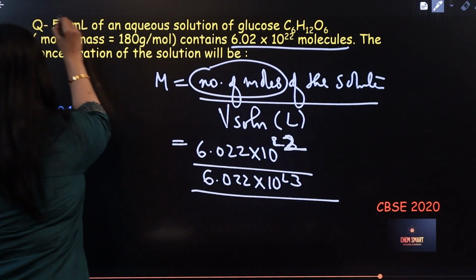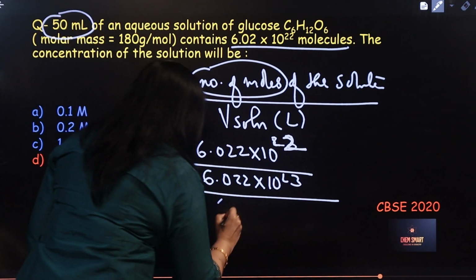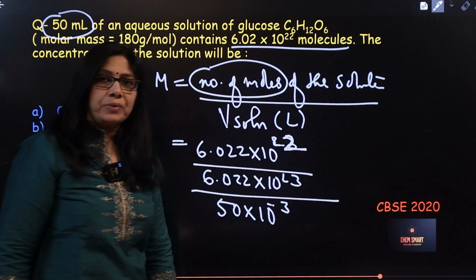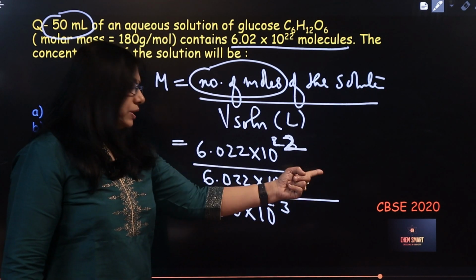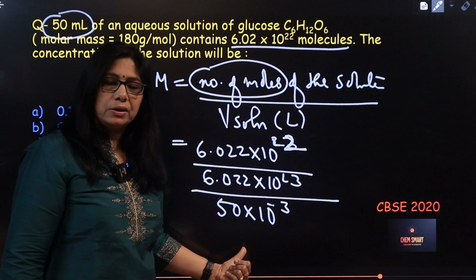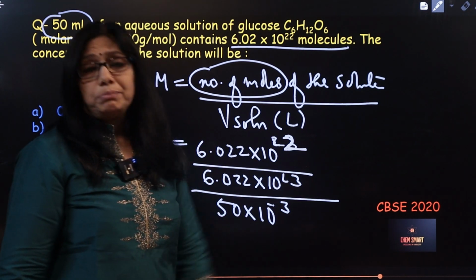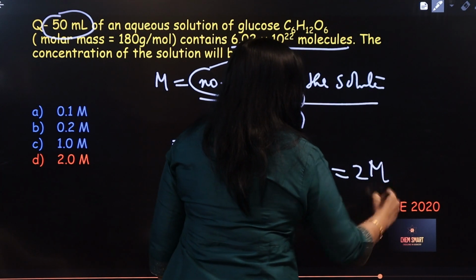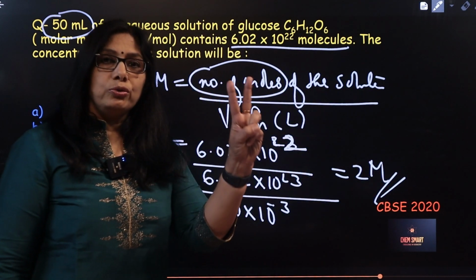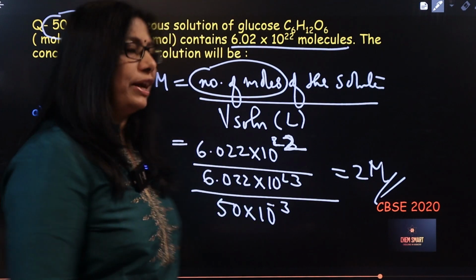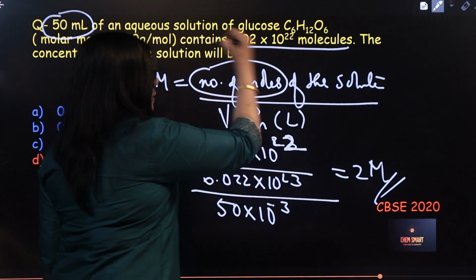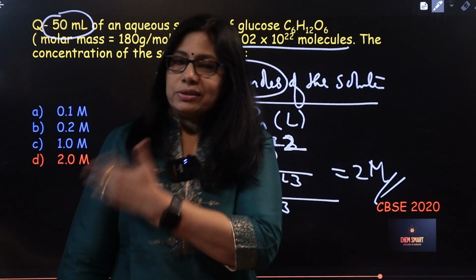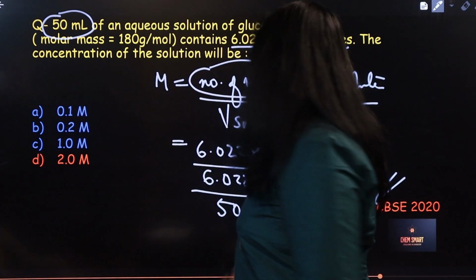Volume of the solution is mentioned as 50 ml, but that should be converted into liter. So 50 into 10 raised to minus 3. Or you can bring this minus 3 up as 1000 and use the volume in milliliter. So when you solve this, you are getting 2. So the answer is 2 molar. So make sure to apply properly in the areas mentioned. Clear? That's about this MCQ question practice.